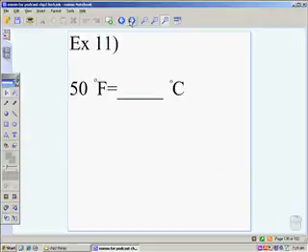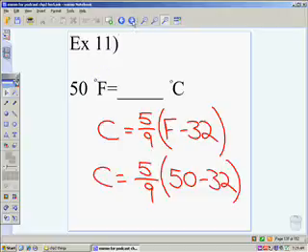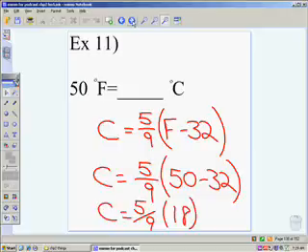For temperatures, we don't do it with ratios. We have to use this equation. So you put in the 50 for the F, do your parentheses first, and then multiply by 5/9. And we get our answer of 10 degrees Celsius.